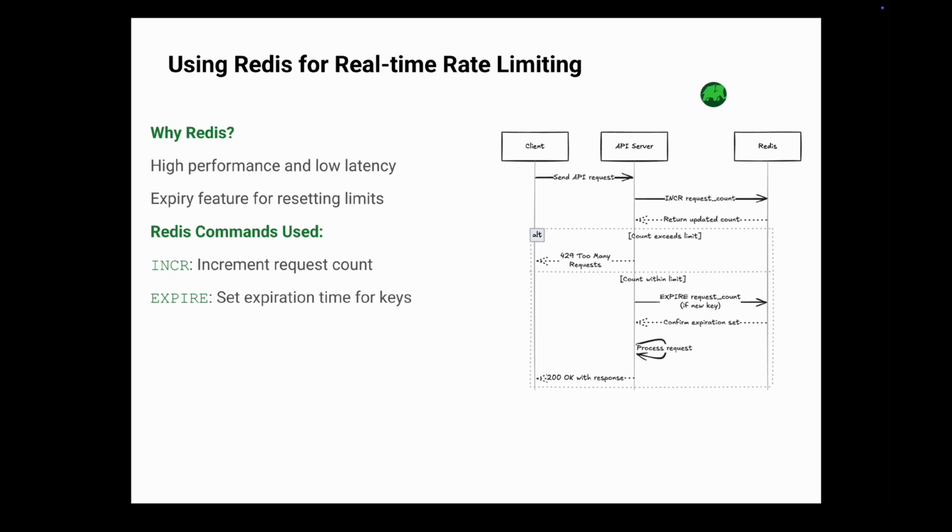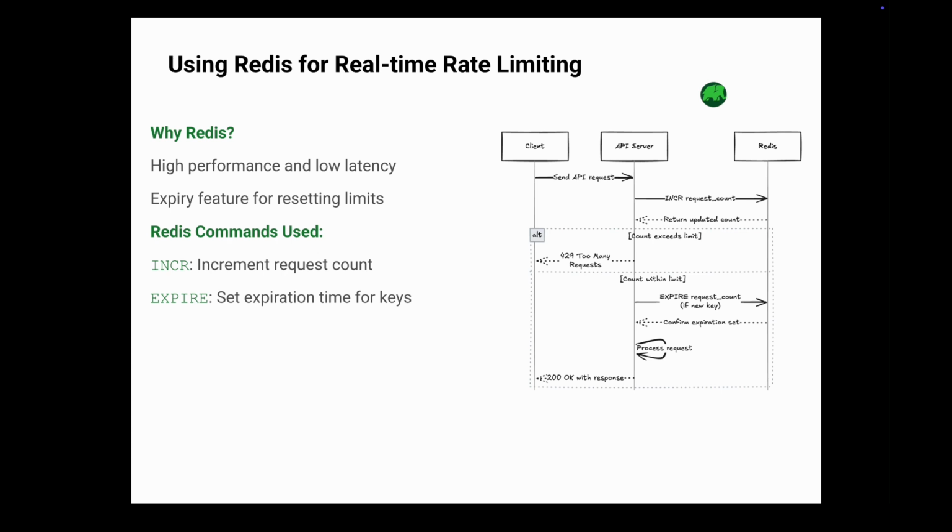So why do we use Redis for this? Number one, high performance and low latency. Redis can handle thousands of operations per second, making it ideal for rate limiting. Number two, built-in expiry feature. The expire command automatically resets limits after a defined period, simplifying the implementation.